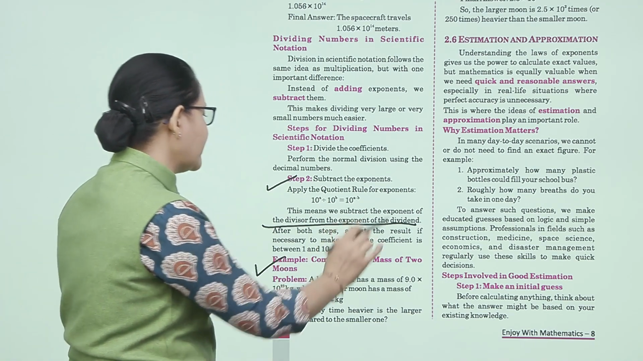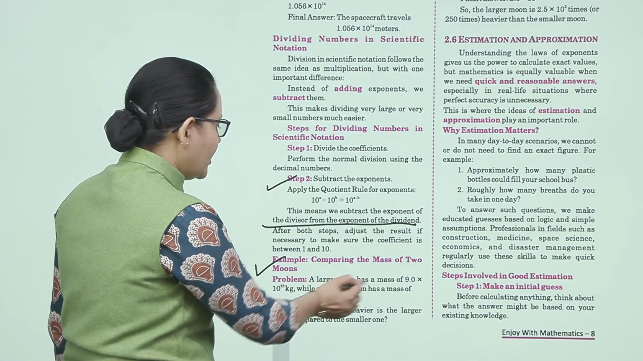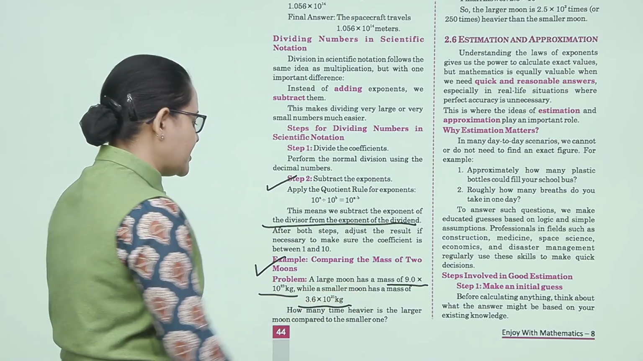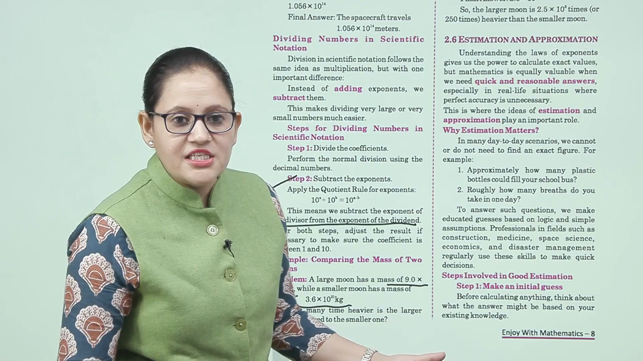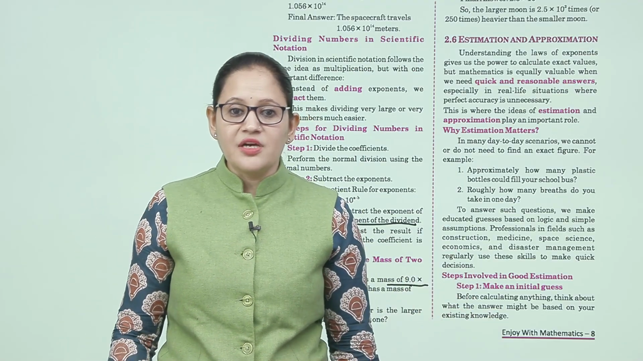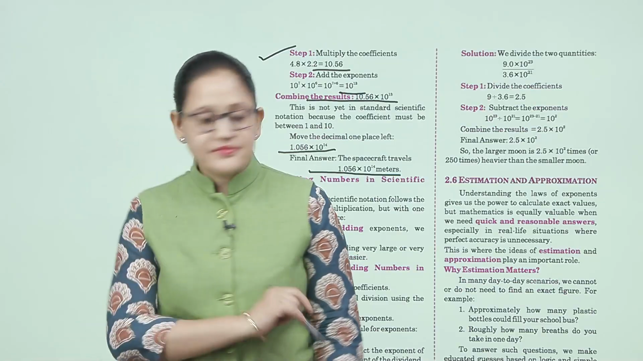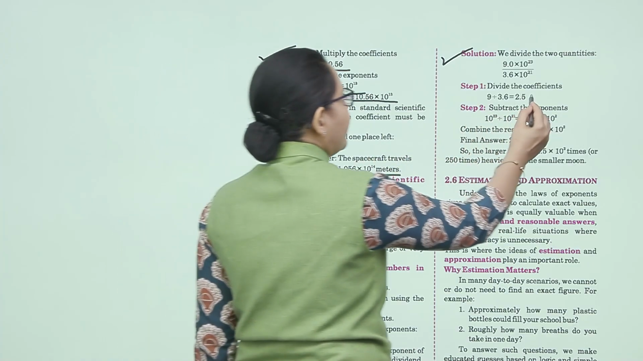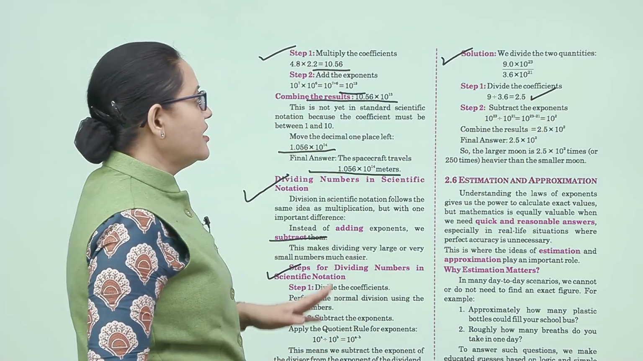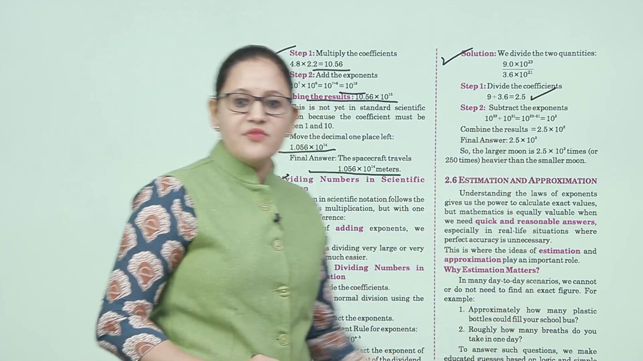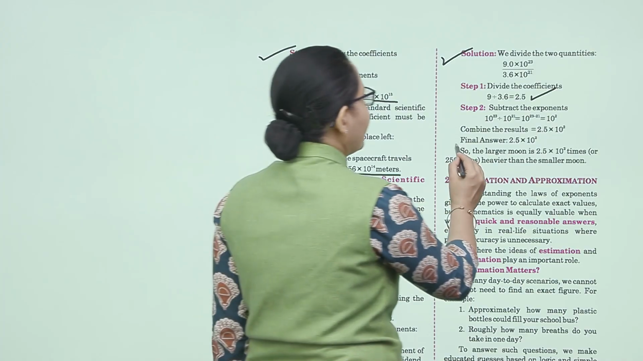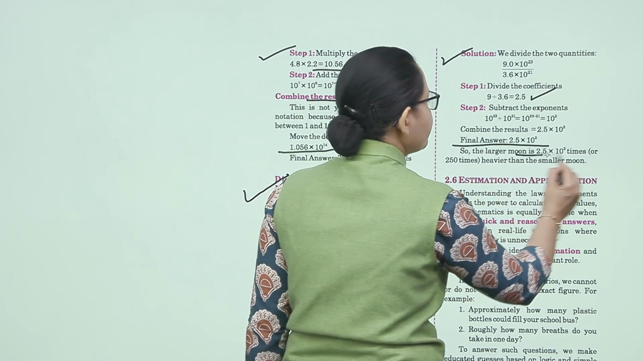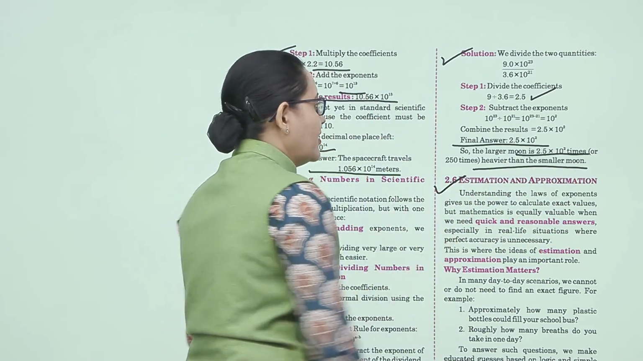Let's take an example comparing the masses of two moons. The larger moon has a mass of 9.0 into 10 to the power 23 kg, while the smaller moon has a mass of 3.6 into 10 to the power 21 kg. How many times heavier is the larger moon compared to the smaller one? So we'll divide the two quantities. First we divide the coefficients, that equals 2.5. Now we subtract the exponents: 10 to the power 23 minus 21, 10 to the power 2. So the final answer is 2.5 into 10 to the power 2. So the larger moon is 2.5 into 10 to the power 2 times heavier than the smaller moon.